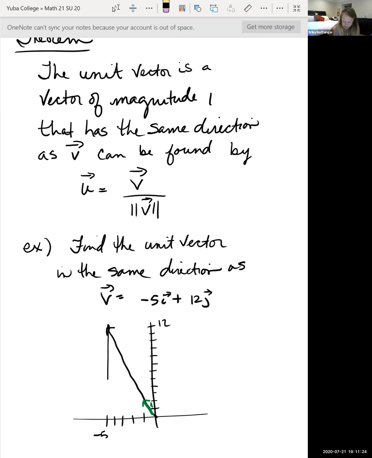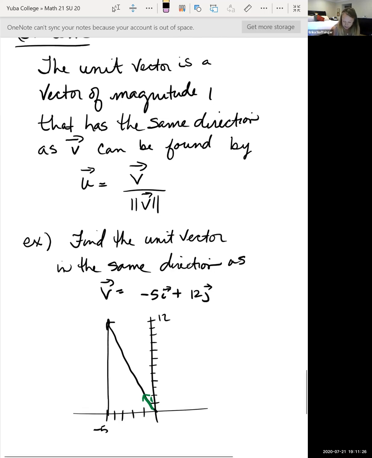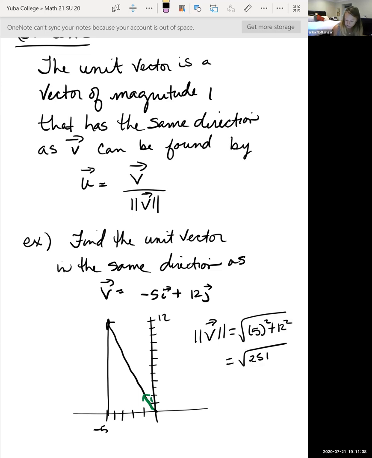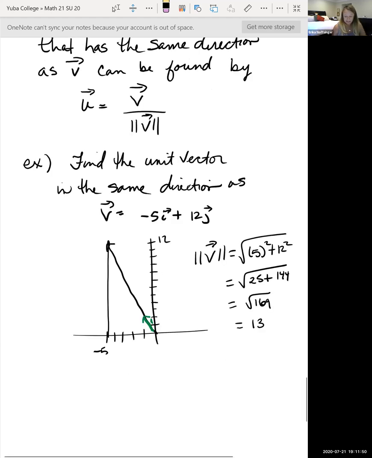The magnitude of vector v is the square root of negative 5 squared, or 5 squared, plus 12 squared. So the square root of 25 plus 144. 25 plus 144 is 169. The square root of 169 is 13. So the magnitude of v is 13.